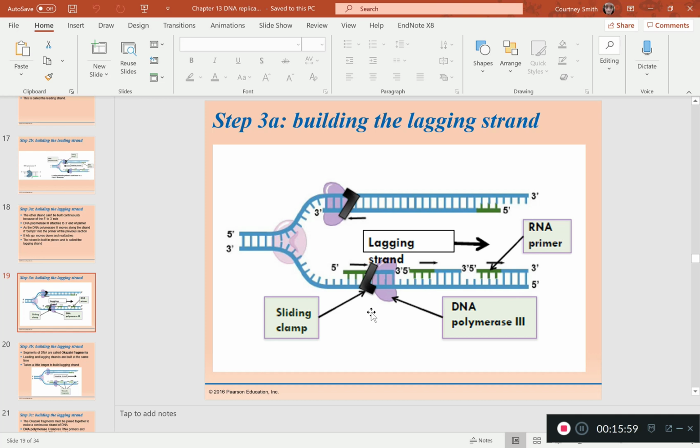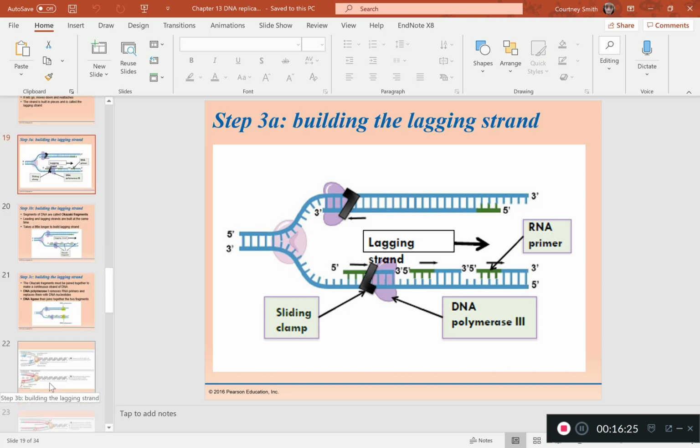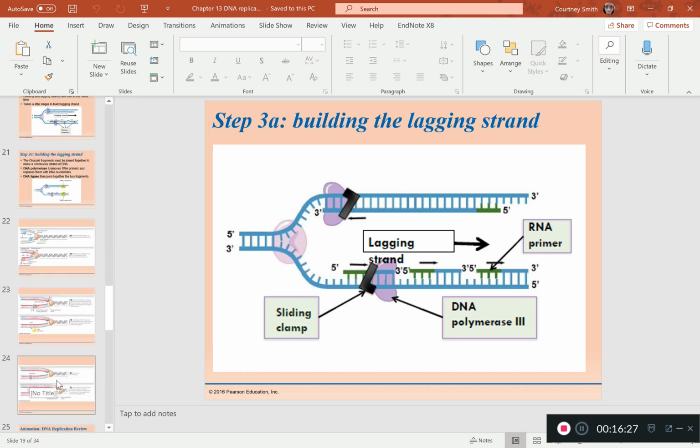But in order for DNA replication to be complete in this part of the DNA, we need something to come in and tie those Okazaki fragments together. And that is where DNA ligase will come in. DNA ligase will come in and rejoin those fragments, so it's a continuous strand like the leading strand. I believe that's pretty much the big picture for DNA replication.